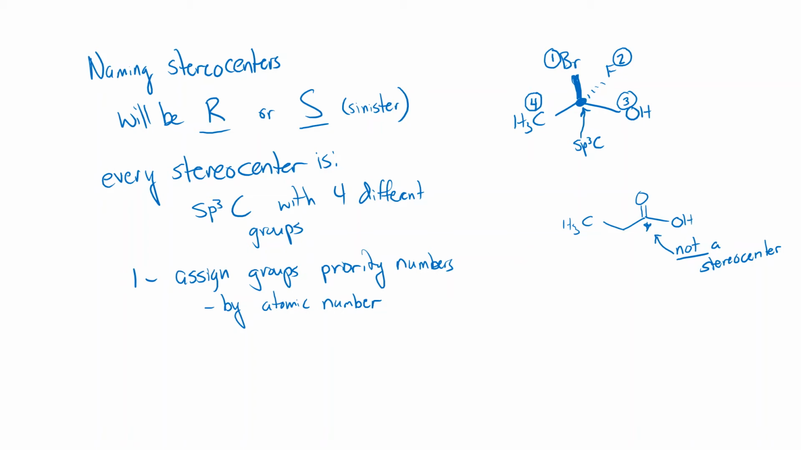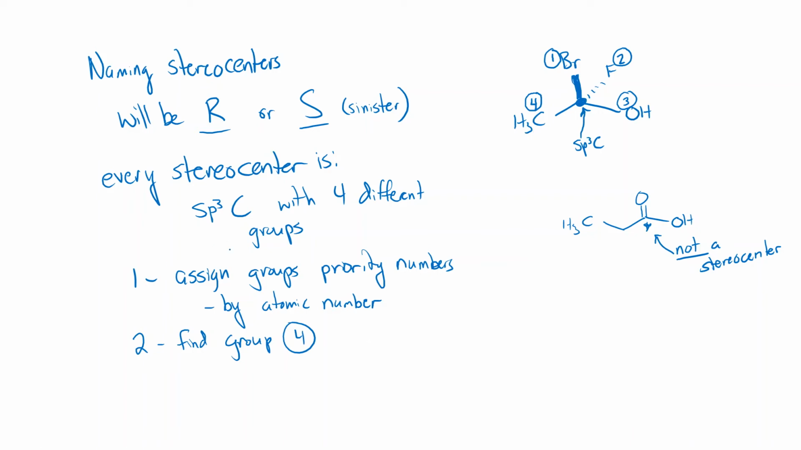You don't have a stereocenter there, right? So you can't assign priority numbers that way. All right, the second thing we're going to do, once we assign groups by priority numbers, is we find group 4, right? So we're going to base everything off of group 4. In this case, group 4 is the methyl group.